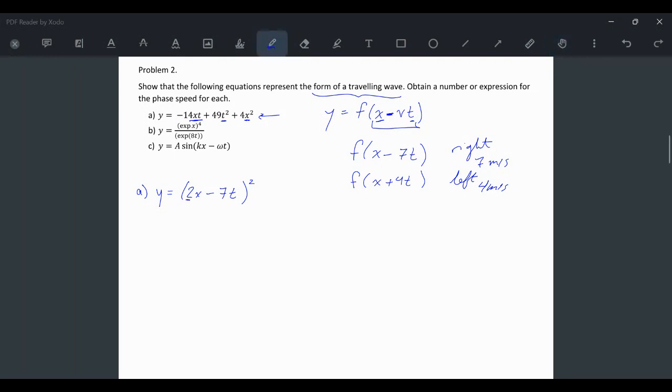We don't want 2x, we just want x. So I'm going to factor out the 2. That ends up being 4 because we pull it through the square. We'll be left with x minus 7 over 2 t. So in this case, our velocity, again assuming x in meters and t in seconds, is, and we've arrived at this form where we have x minus vt, with v being 7 over 2. So pretty straightforward stuff, pretty simple, I think.